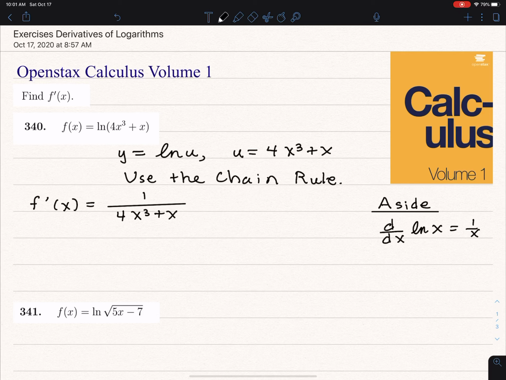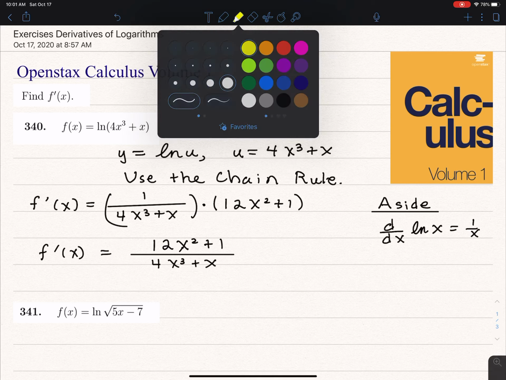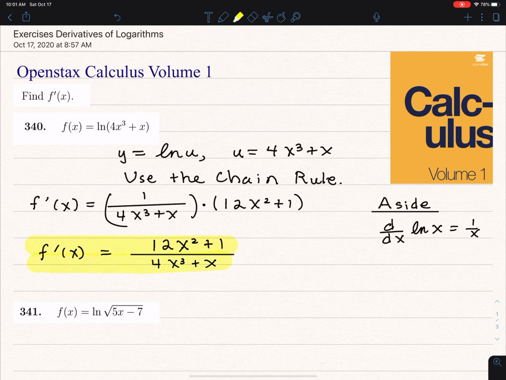So I'll write 1 over 4x cubed plus x, and then I multiply that by the derivative of what's inside. The derivative of 4x cubed plus x is 12x squared plus 1. What I see is a fraction as my final answer, where the denominator is the inside function and the numerator is the derivative of that inside function. That's what you see when you take the derivative of the logarithm of a function. So that's the first one. It's the chain rule: 1 over what's inside times the derivative of what's inside.